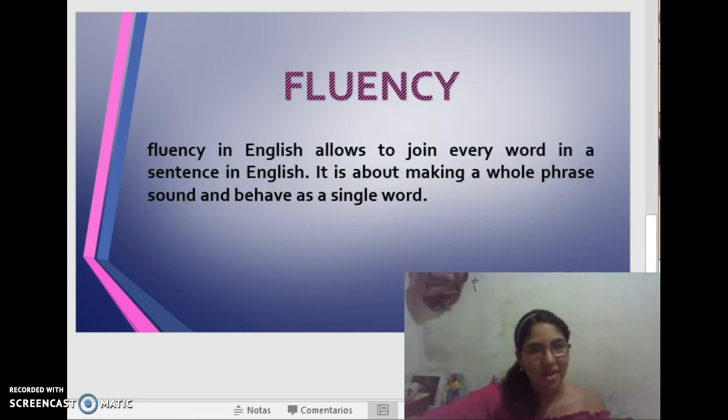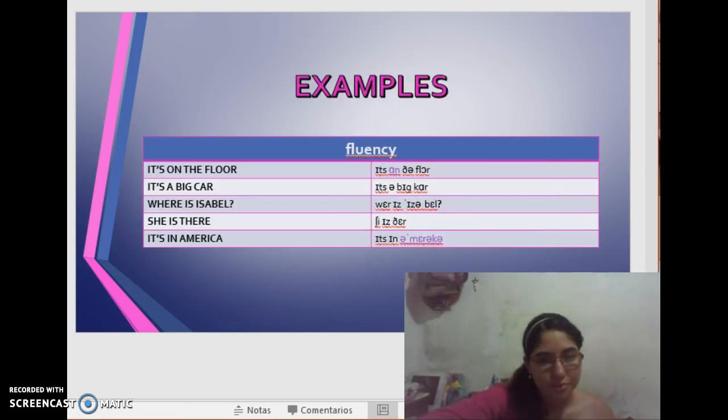Fluency. Fluency in English allows us to join every word in a sentence. It is about making a word phrase sound and behave as a single word. Examples of fluency.